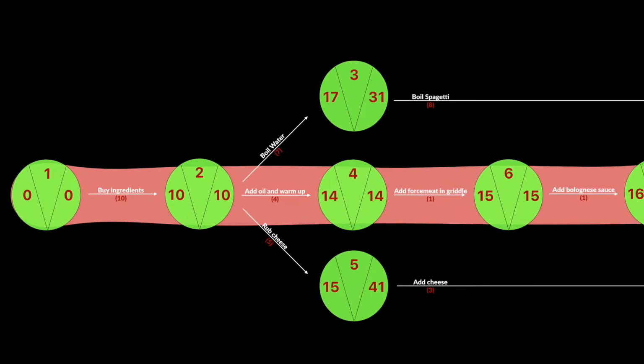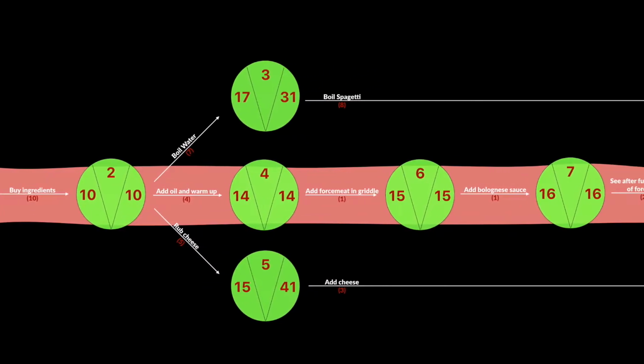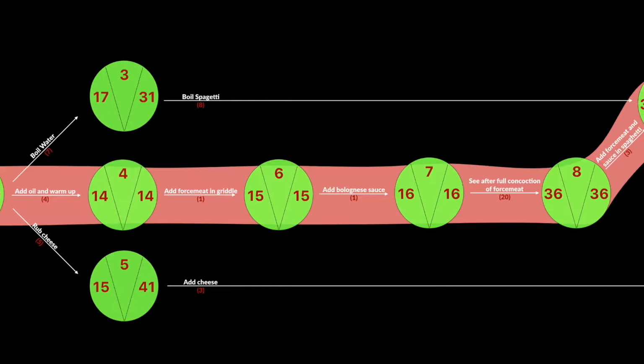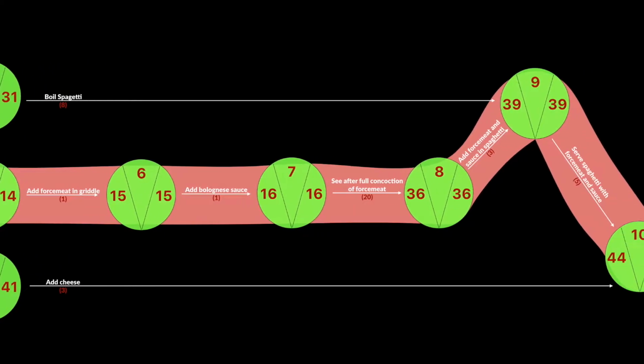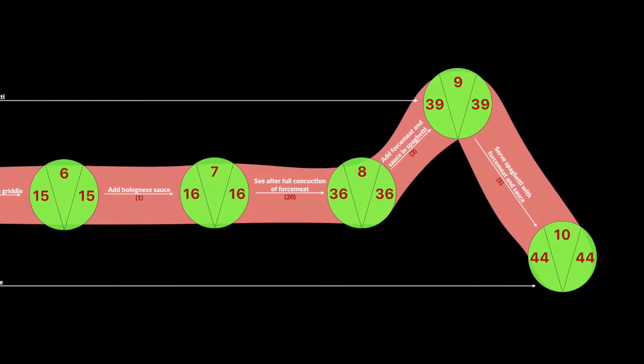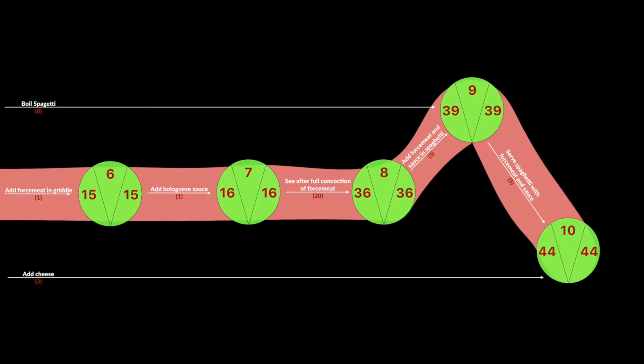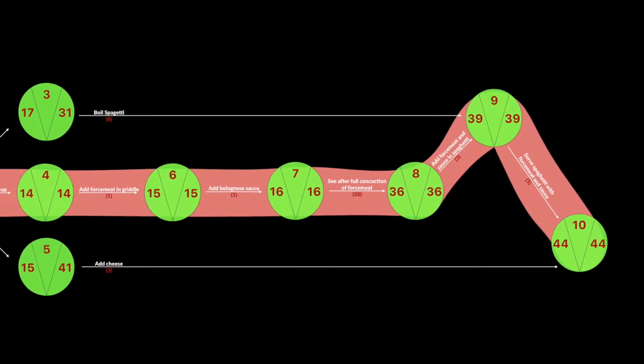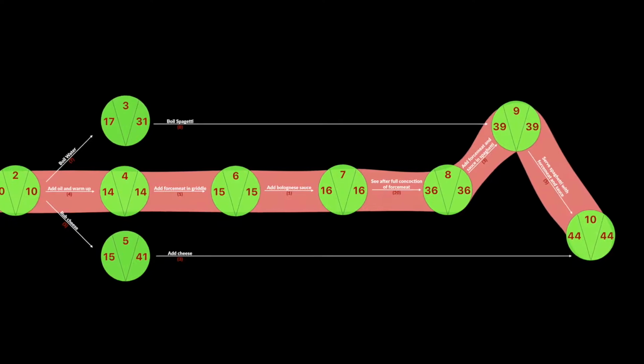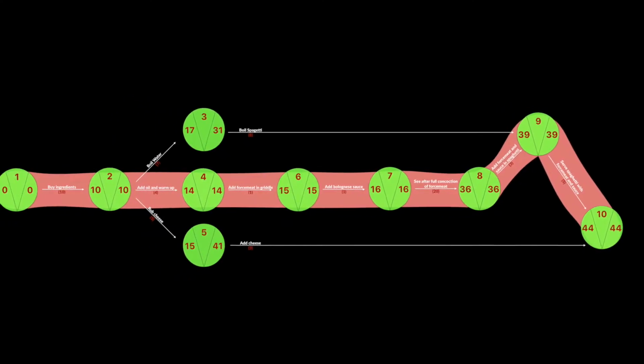On this slide you can see our critical path. It's highlighted in red and it includes 7 actions. The full work time is 44 minutes. The critical path is the activities which have to be completed on time, and if they are not, the whole project will be delayed.